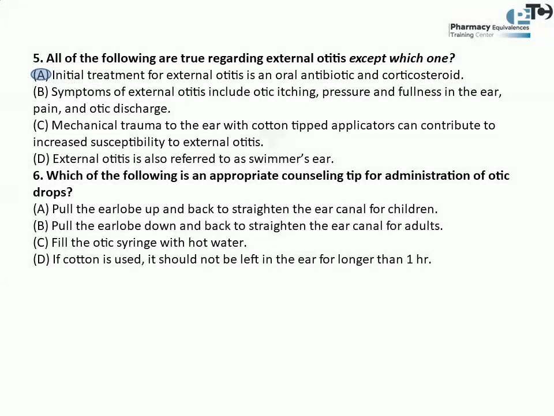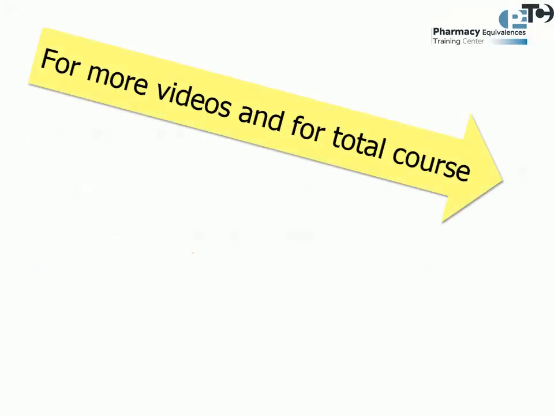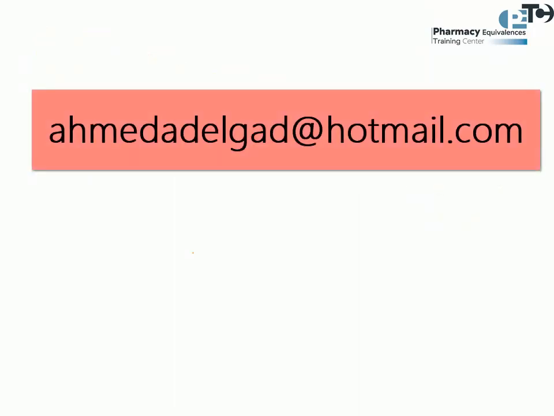6. Which of the following is an appropriate counseling tip for administration of otic drops? A. Pull the earlobe up and back to straighten the ear canal for children. B. Pull the earlobe down and back to straighten the ear canal for adults. C. Fill the otic syringe with hot water. D. If cotton is used, it should not be left in the ear for longer than 1 hour. The answer is D.